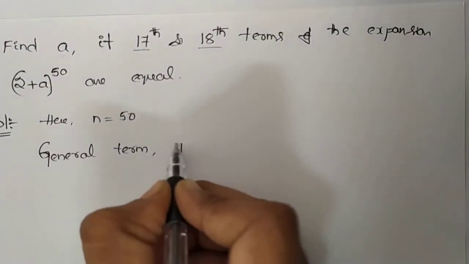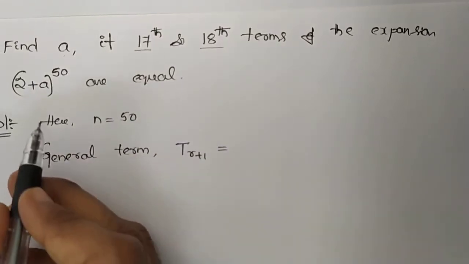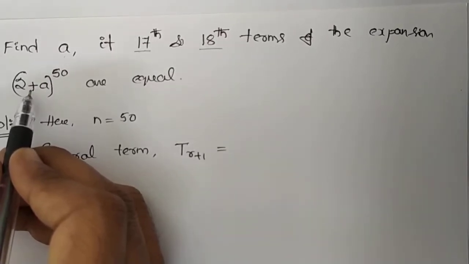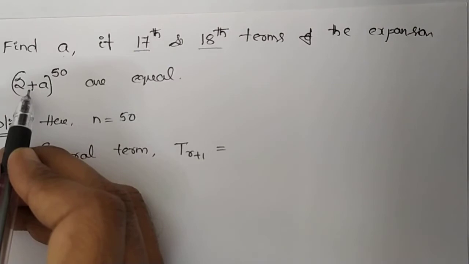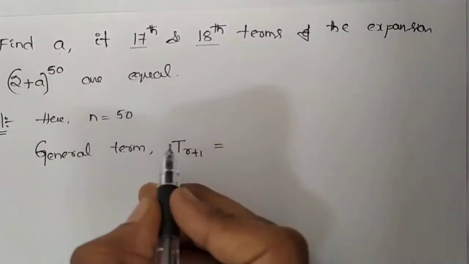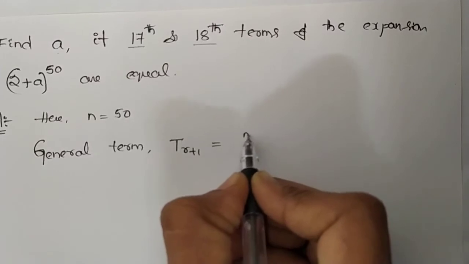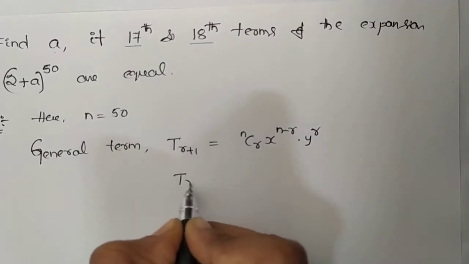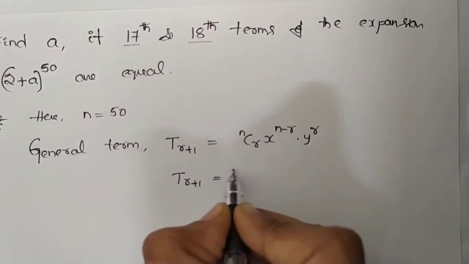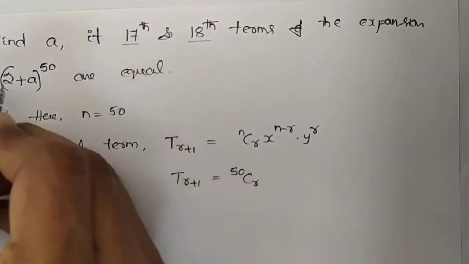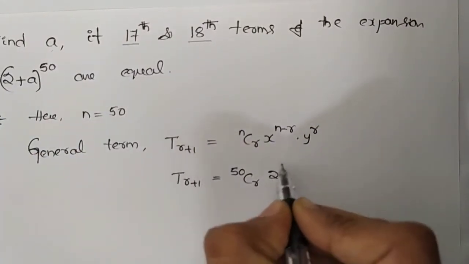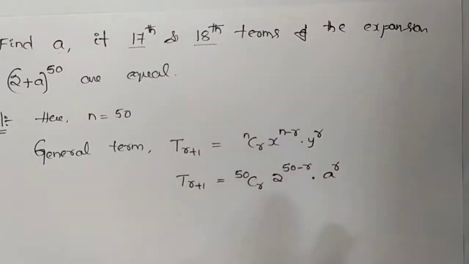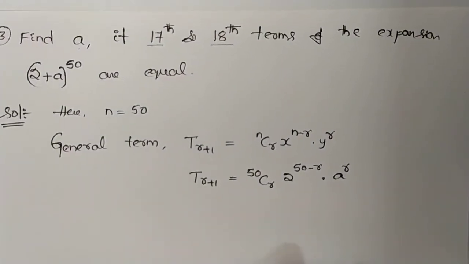General term: T(r+1). Here we have the plus sign. If there is a plus sign, then (-1) power r will not come, isn't it? So the general term will be nCr x^(n-r) y^r. T(r+1) equals 50Cr, in place of x we have 2, so 2^(50-r), into y^r, in place of y, a^r. Understand? So that is the general term.